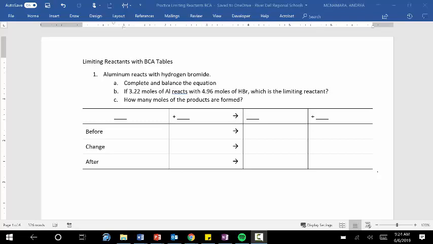So a limiting reactant, as hopefully you've either read or heard from Tyler, is the reactant that runs out first in a chemical reaction. So very often when we put chemicals together in a chemical reaction, we're not putting in necessarily exactly the amount that we need to react. So one of them is going to limit the reaction and one of them is going to be in excess.